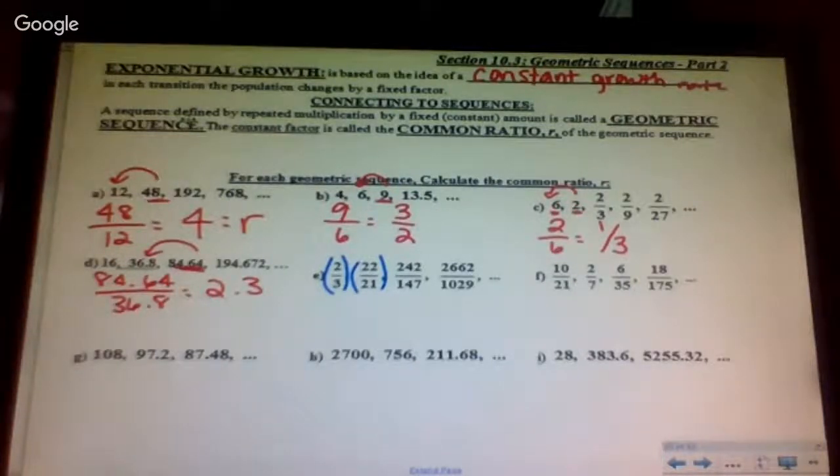Anybody else having issues with putting fractions into their calculator and what I mean by the parentheses? Can I come to the first one? You want 22 divided by 21 divided by 2 divided by 3 in your calculator. What'd you get, Zach? I got 11/7. You got the correct answer.